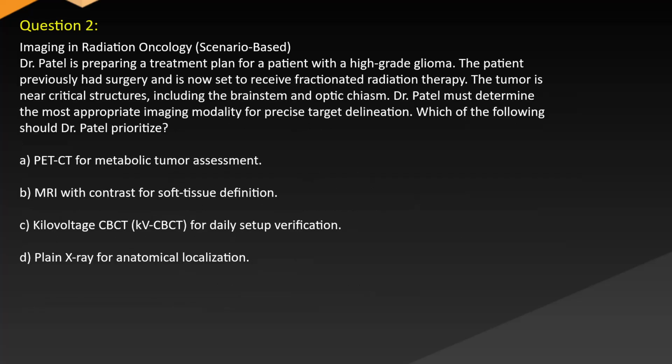Question 2. Imaging in radiation oncology. Scenario-based. Dr. Patel is preparing a treatment plan for a patient with a high-grade glioma. The patient previously had surgery and is now set to receive fractionated radiation therapy. The tumor is near critical structures, including the brainstem and optic chiasm. Dr. Patel must determine the most appropriate imaging modality for precise target delineation. Which of the following should Patel prioritize?